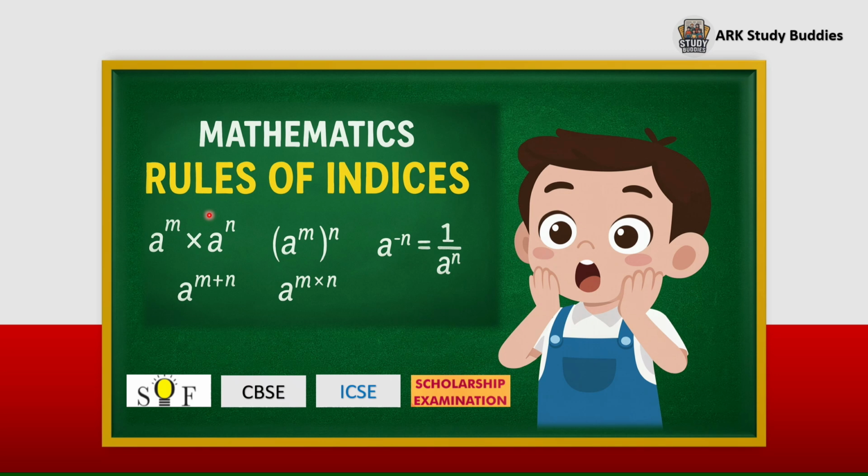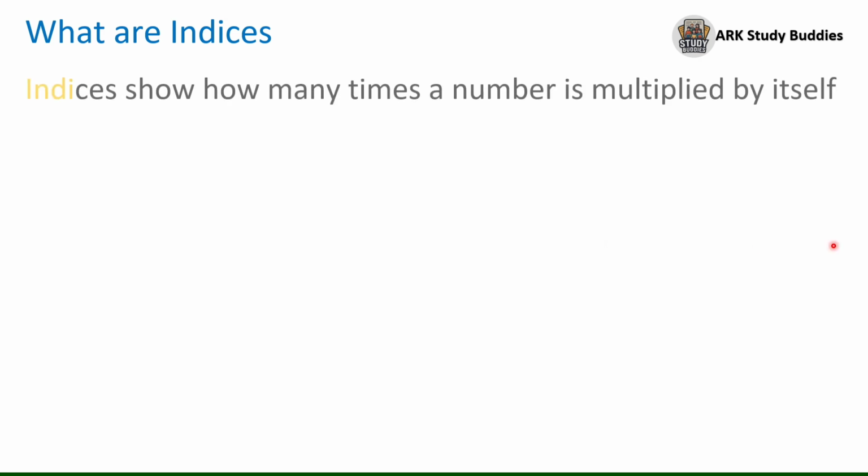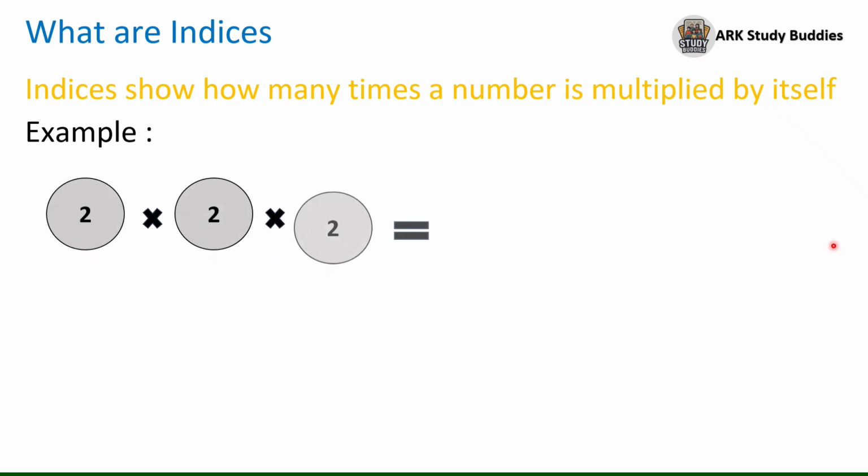Let's learn today what are indices and what are the rules of indices in mathematics. What are indices? Indices show how many times a number is multiplied by itself. Let's take one simple example, that is multiply 2 three times. That equals, we can write as 2 to the power of 3, that equals 8.